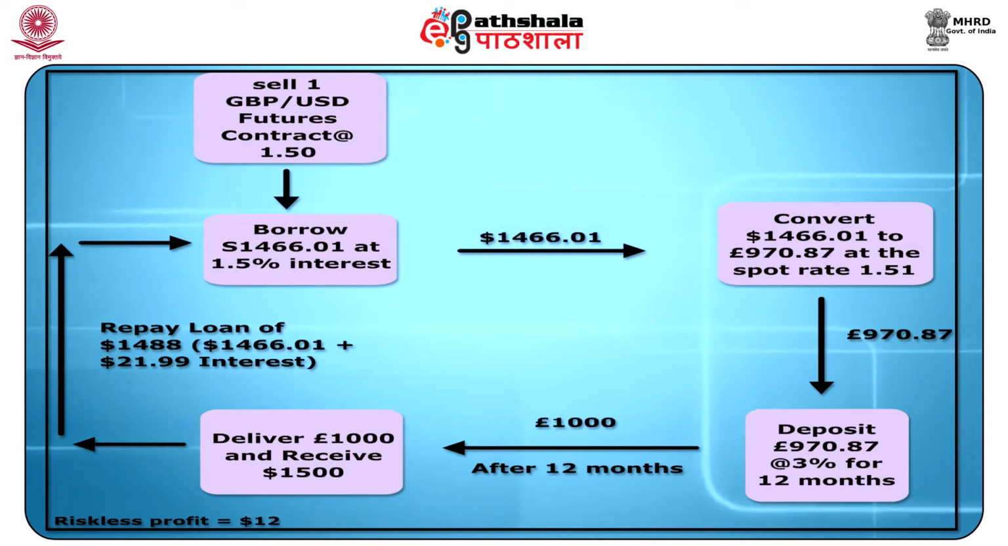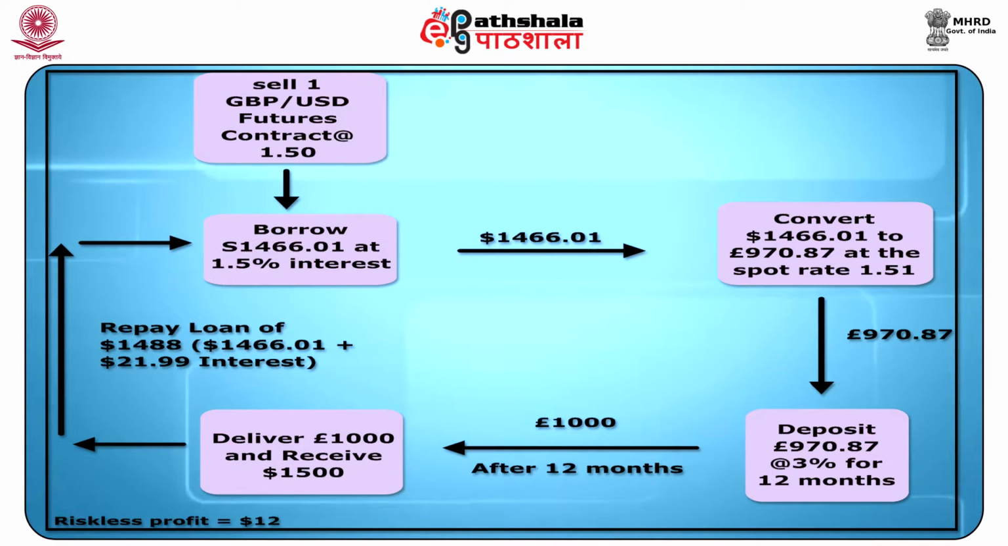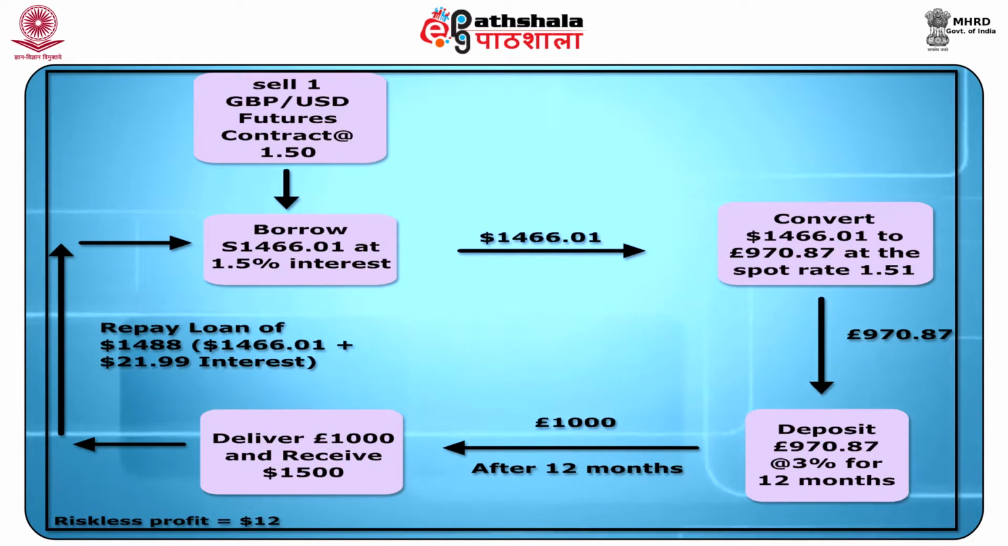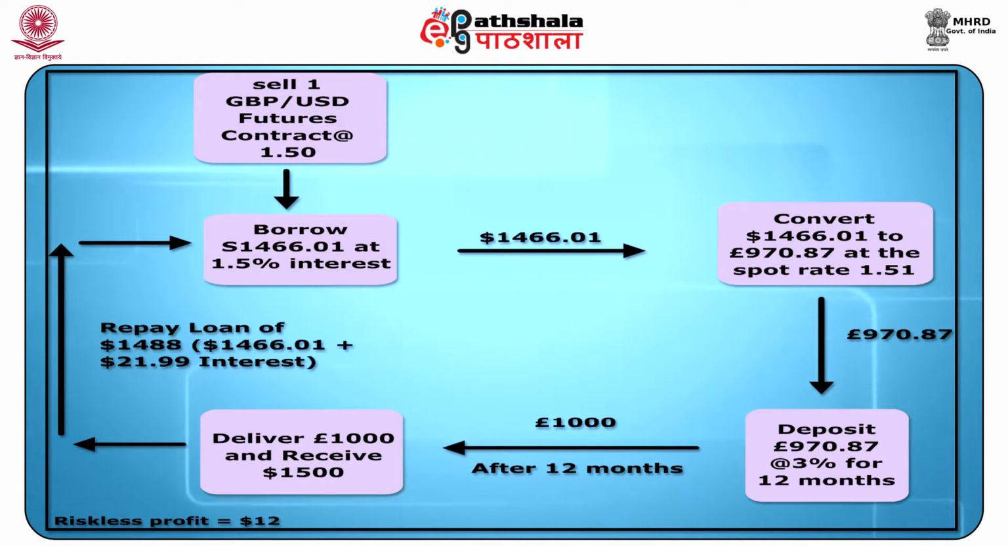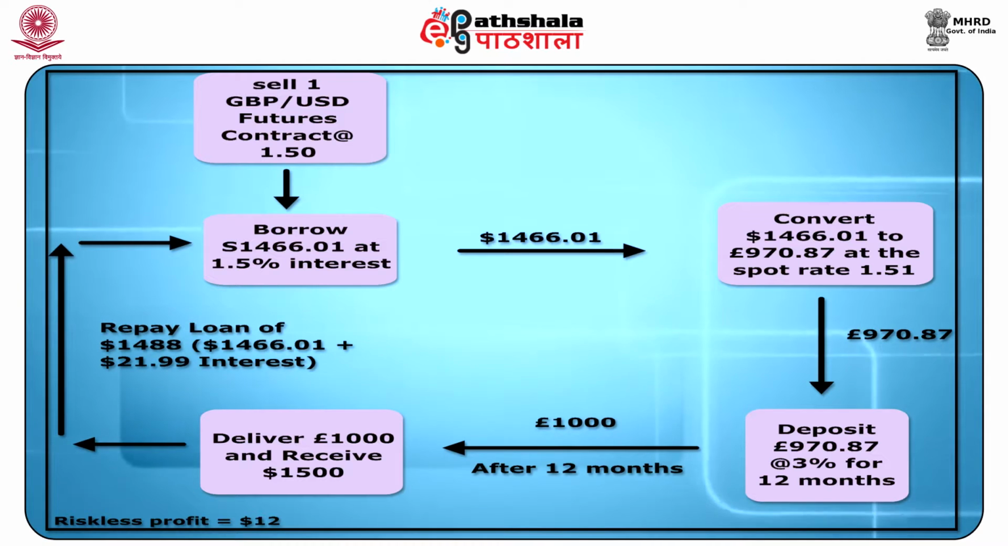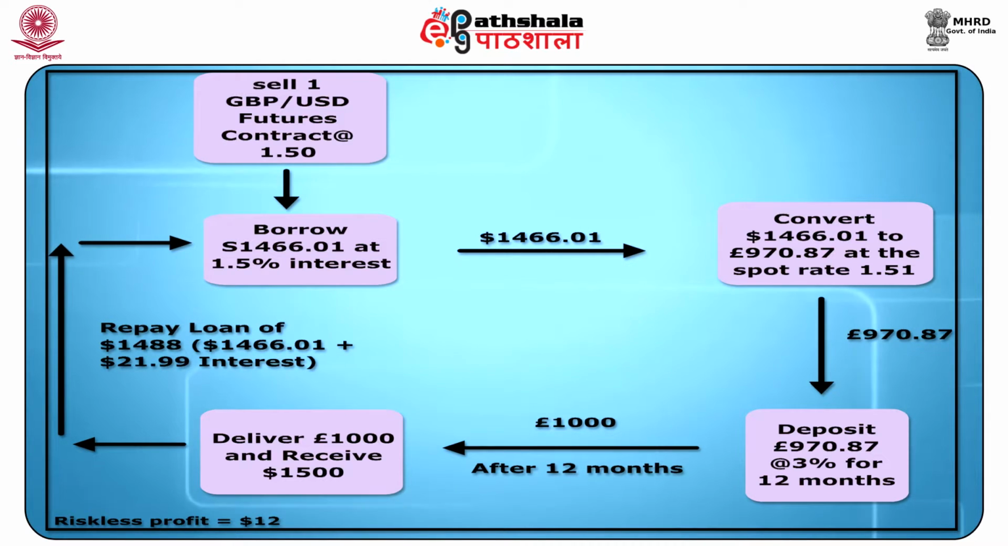At the end of 12 months under the contract, he delivers 1000 pounds and receives $1500. Using the money, he pays back his loan of $1488, that is $1466.01 plus $21.99 as interest. He makes a riskless profit of $1500 minus $1488, which is $12.